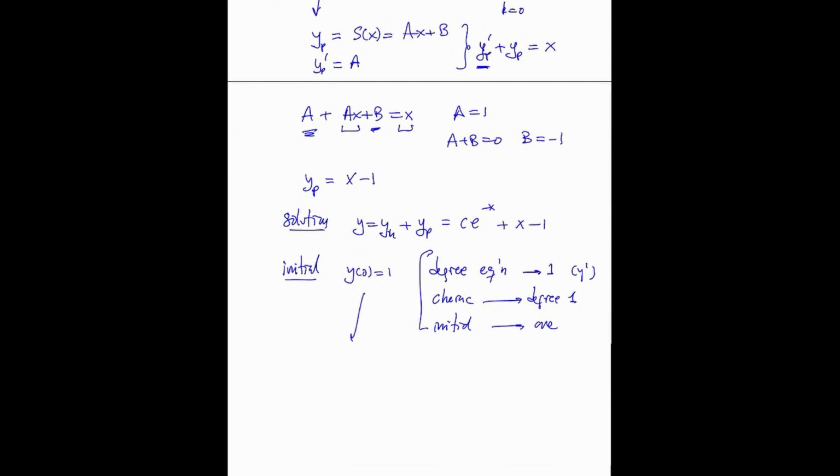Okay, let's check. y of 0 equals 1. So 0 is equal to c e to the 0 plus 0 minus 1. Sorry, y of 0 is equal to 1, I have made a mistake here. This should be 1. So c minus 1 is equal to 1, c equals 2, and therefore our solution is 2e to the minus x plus x minus 1.